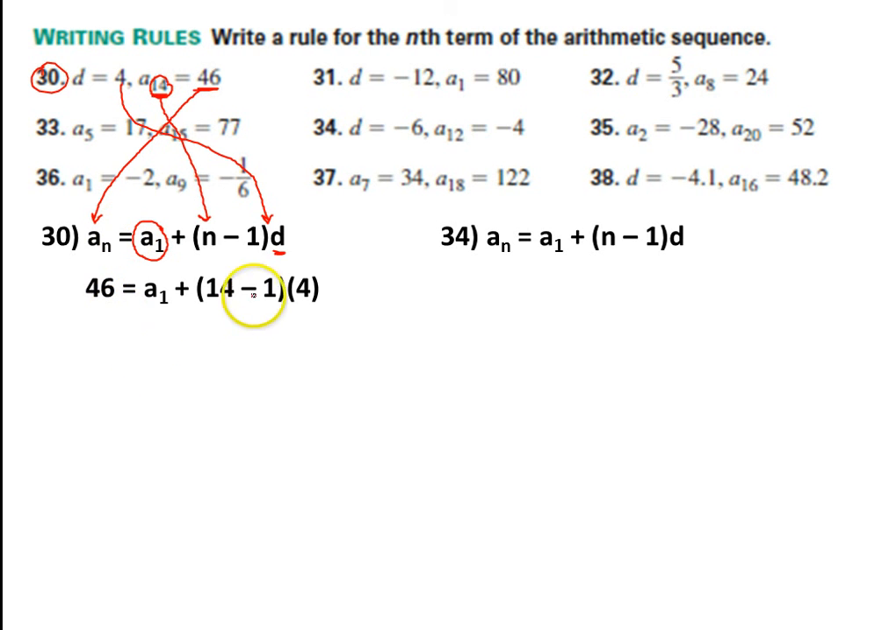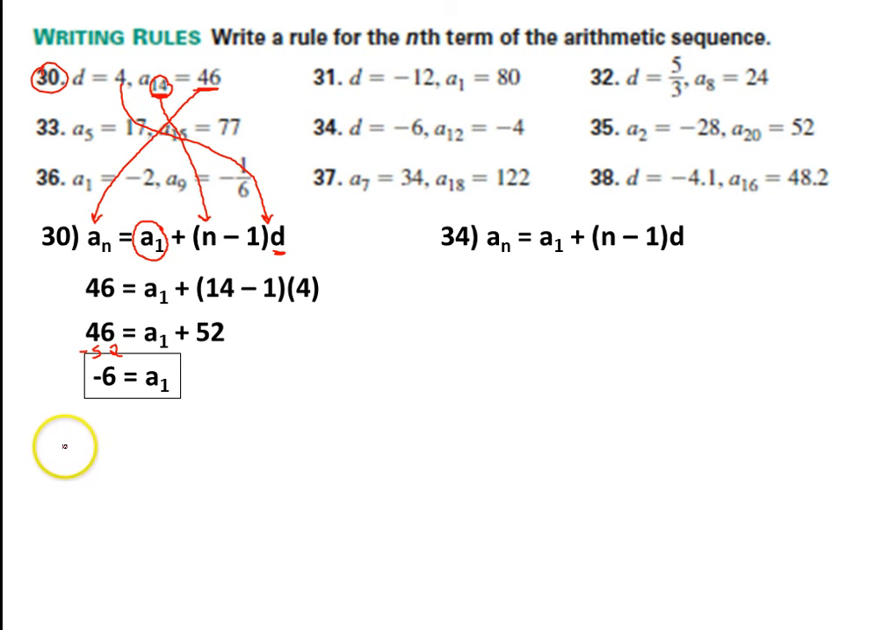Okay, so now let's solve for a sub 1. 14 minus 1 is 13. 13 times 4 is 52. Subtract that 52. So what's a sub 1? a sub 1 is negative 6.